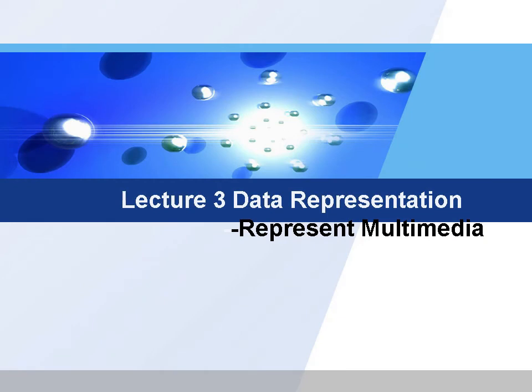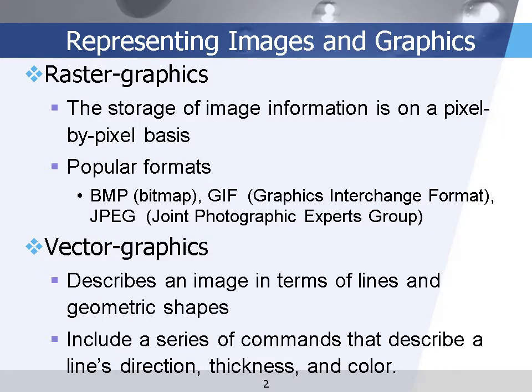Hello. In this video, we are going to study how to represent images using binary. First of all, we need to know there are two types of images, the raster image and the vector graphics. For the raster graphics, the image information is stored on a pixel by pixel basis. So in the raster images, we have a lot of pixels, and one pixel is actually a small dot, and file formats like BMP, GIF, JPEG are all raster graphics.